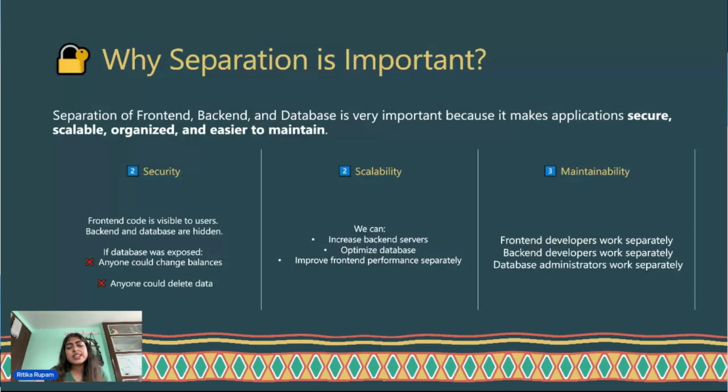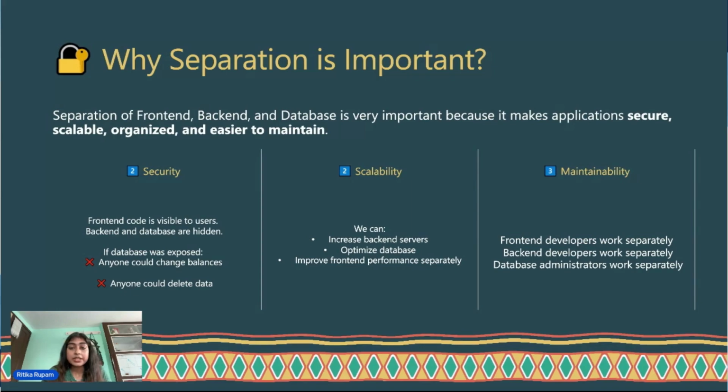So, why do we separate the back end, front end, and the database into different parts? The separation is very important because it makes the application secure, scalable, and easier to maintain. It increases the security, and it increases the scalability and maintainability of the application. If the database was exposed, anyone could do anything in the database. He or she could remove the data. That is not allowed, and that is not a good practice in today's modern world.